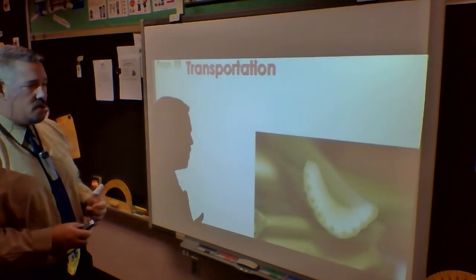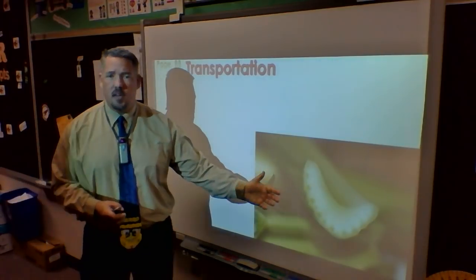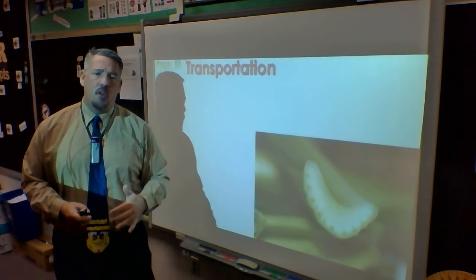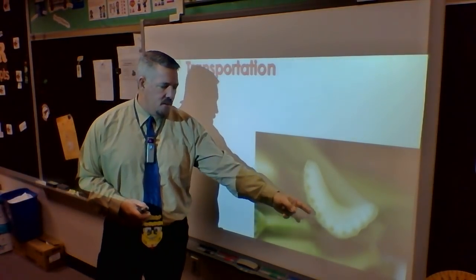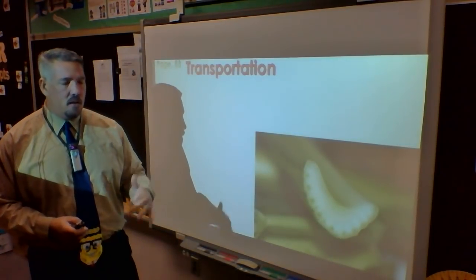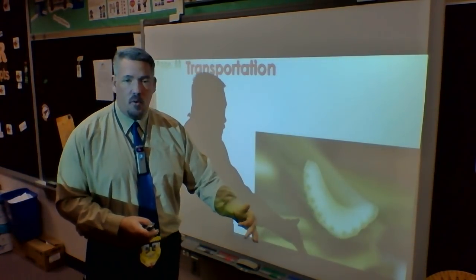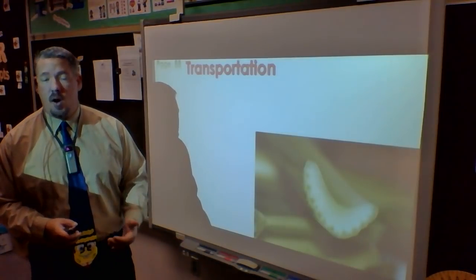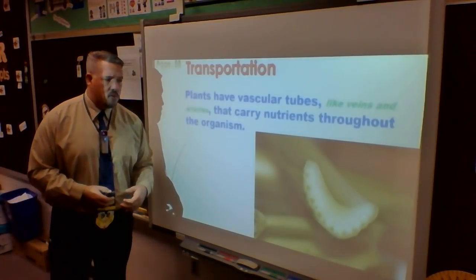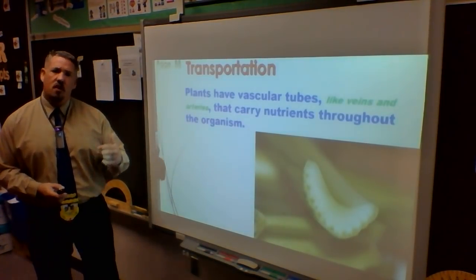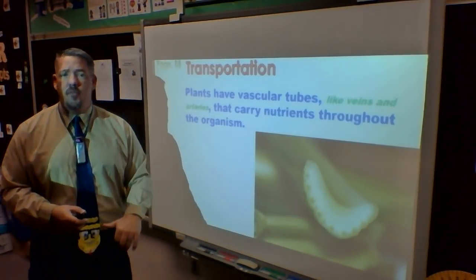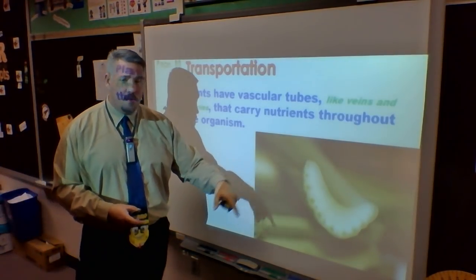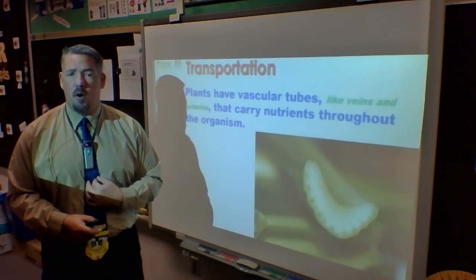So transpiration then. Transpiration, this is a cross-section of celery. And I'm sure all of you have noticed in life, these itty-bitty, teeny-tiny strands inside of celery. I've heard them called the celery strings. Well, what those actually are, those are the transportation systems. Those are the vascular tissue of the celery. They work just like the veins and arteries do inside of our body.